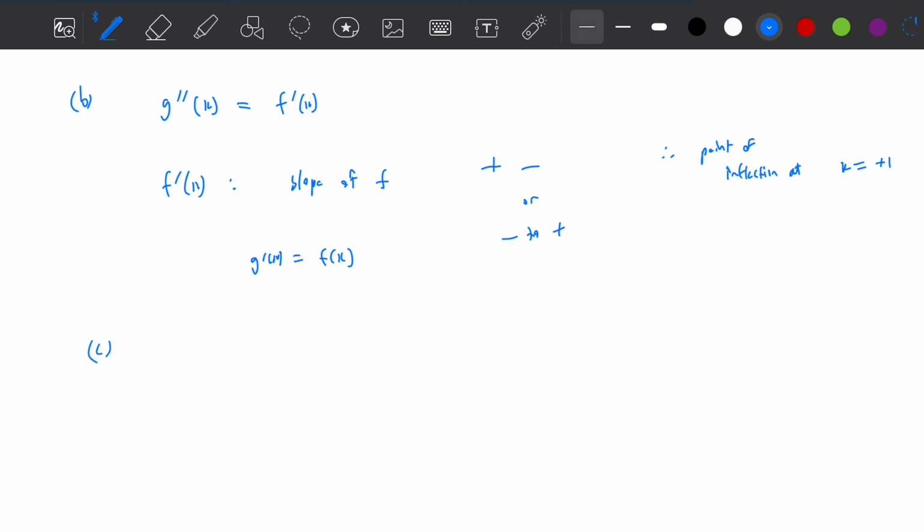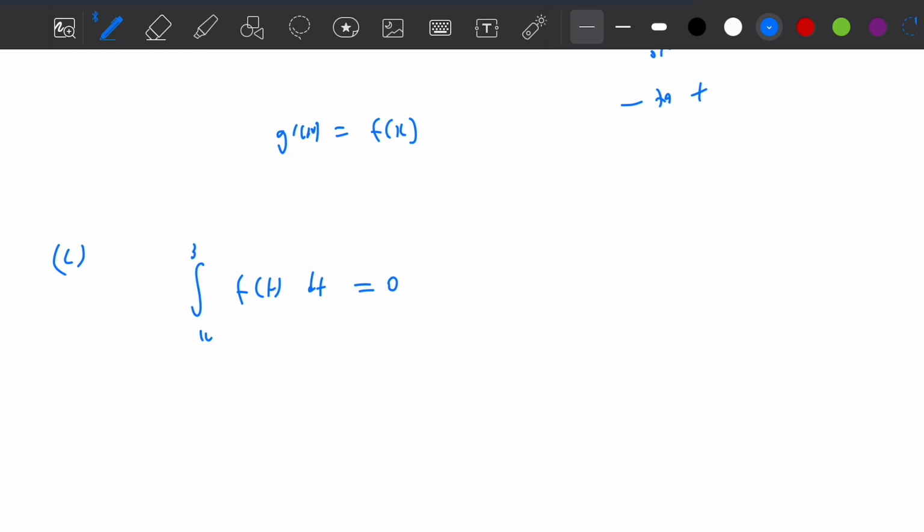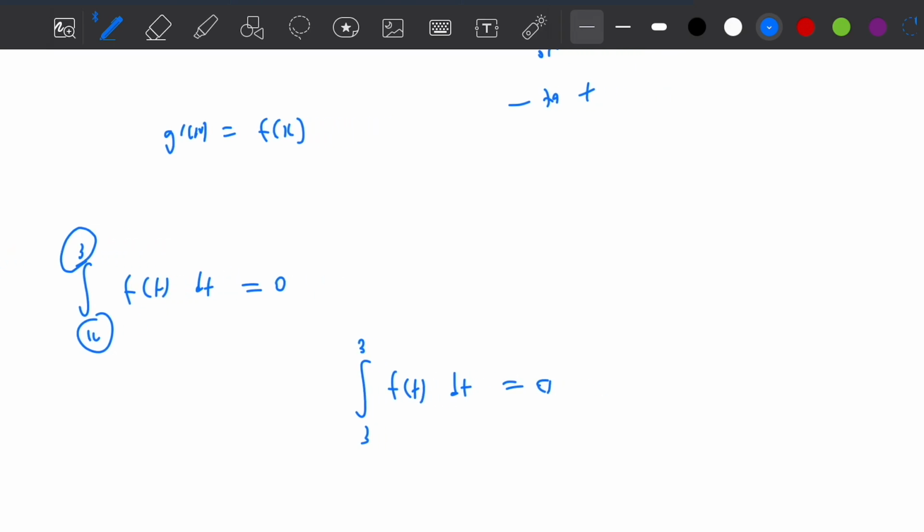This can be written as an expression: h(x) as the integral from x to 3 of f(t) dt equals 0. Just by looking at the question, we can see an obvious solution. If the upper and lower limits of integration are the same, the integral is 0. Which means when x equals 3, the area must be 0, which makes x equals 3 one obvious solution.